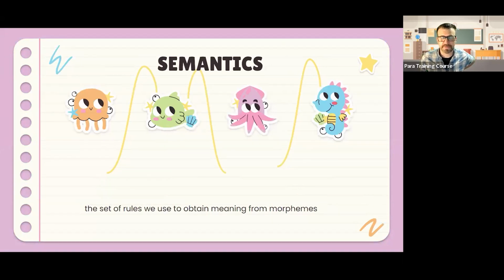What about semantics? Semantics has to do with the set of rules we use to obtain meaning from morphemes. Sometimes people will say that semantics is about meaning, or that everything is about meaning and everything is about semantics. But now we're moving more into a sort of conceptual side of linguistics, the study of language.